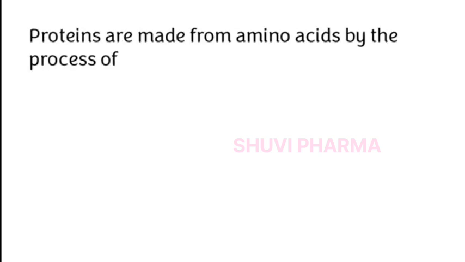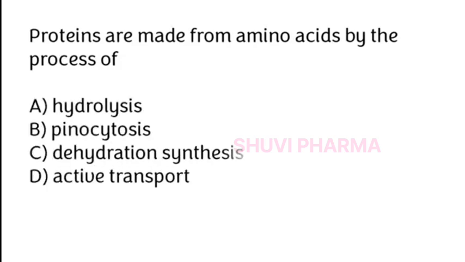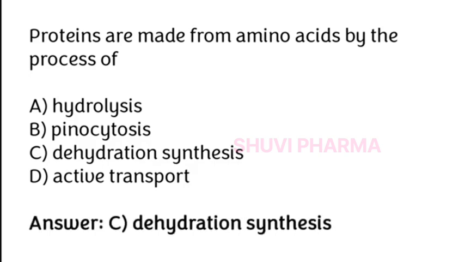Proteins are made from amino acids by the process of hydrolysis, phagocytosis, dehydration synthesis, active transport. The correct answer is option C. Proteins are made from amino acids by the process of dehydration synthesis.